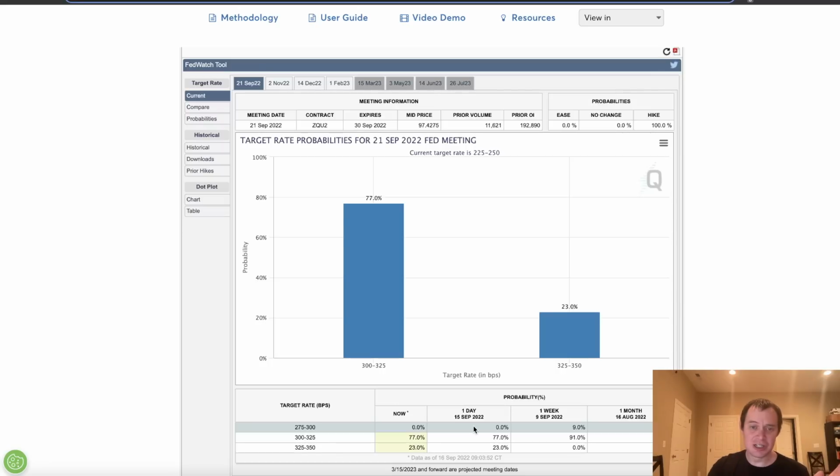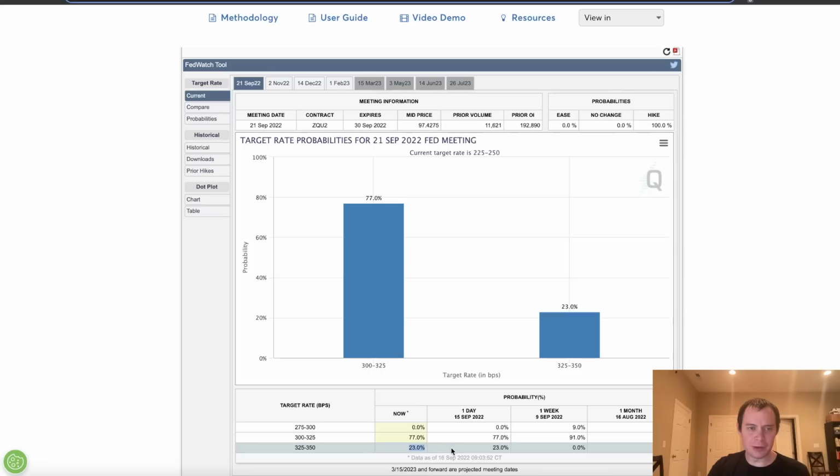Now, that could change, but there's not a lot of time between now and the next Fed meeting, so the markets seem fairly convinced. What's more interesting is that a week ago, markets said there was a 0% chance that the Fed would raise by 100 basis points. Now there's a 23% chance that the Fed will raise by 100 basis points.